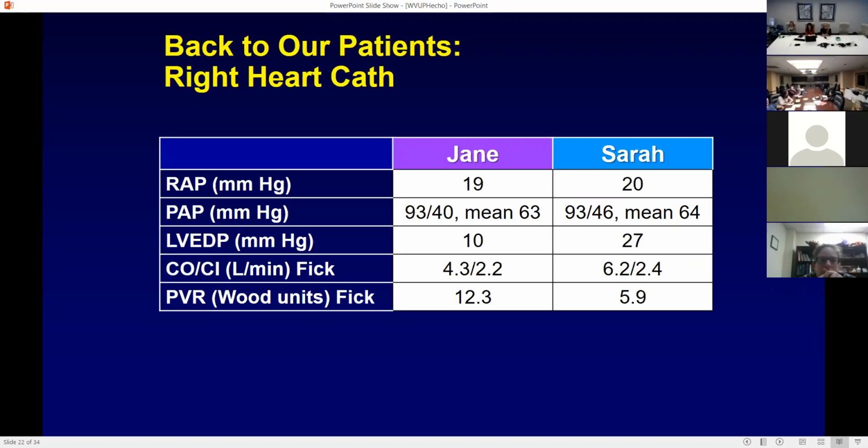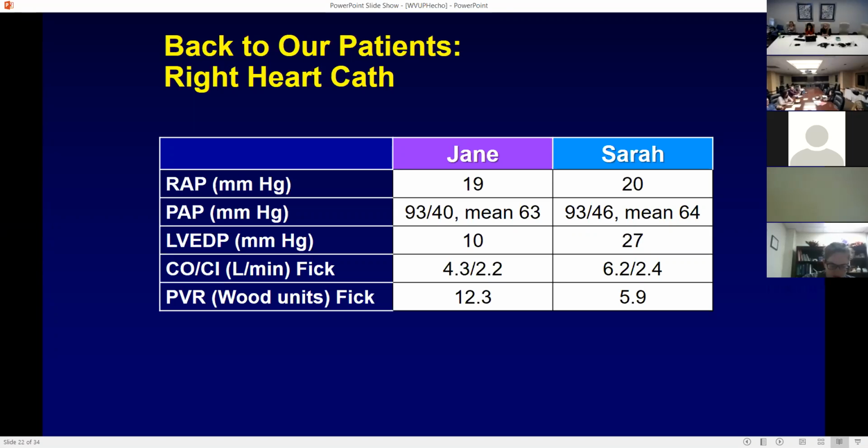So back to our patients. They had a right heart cath, both of them. Both had high RA pressures. Both had high PA pressures. But if you look, Sarah, who was the older, morbidly obese patient with diabetes and hypertension, her LVEDP was high, so a lot of left side heart disease. Both of them had pulmonary hypertension. Both had reduced cardiac outputs.